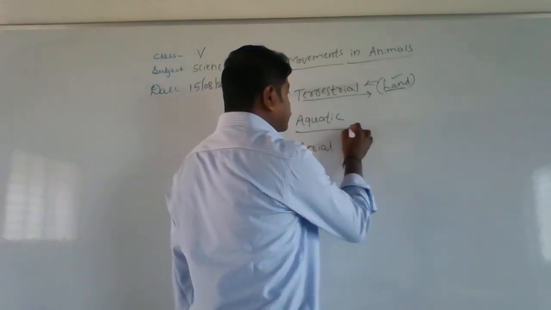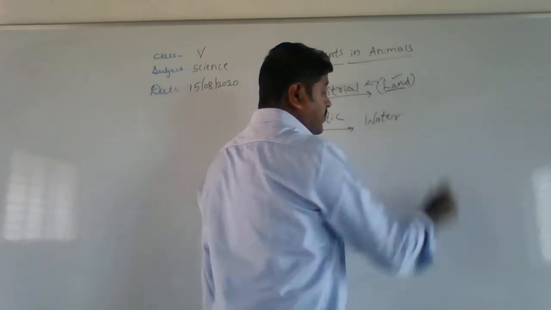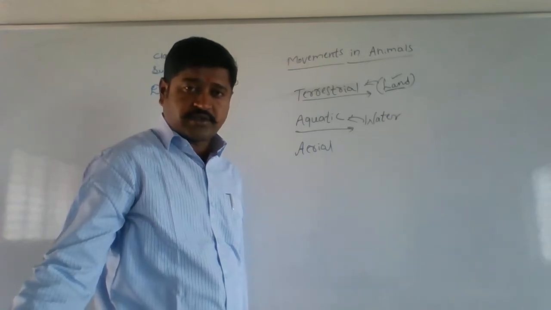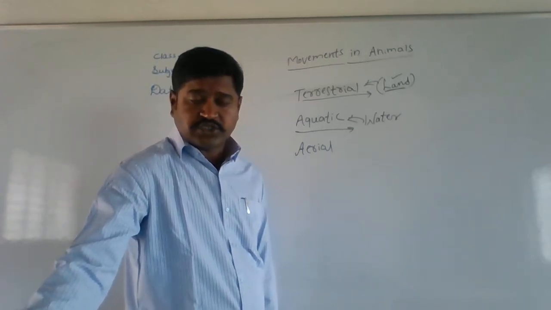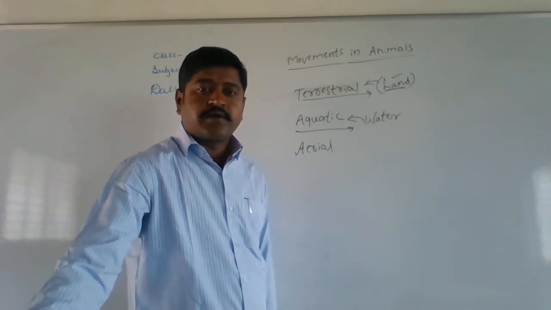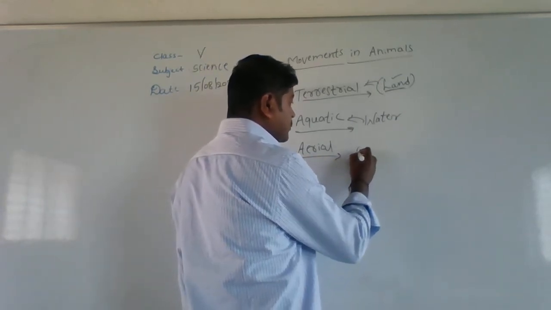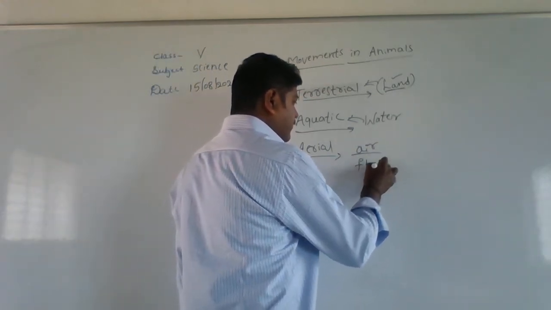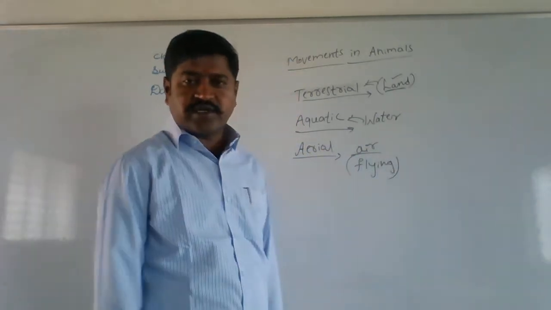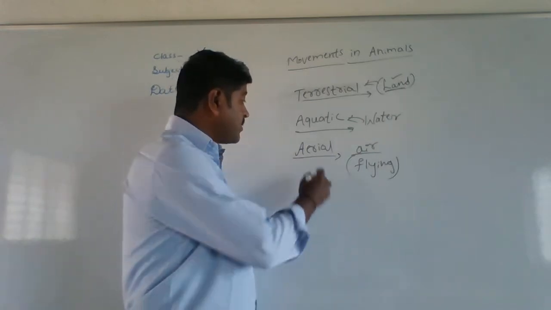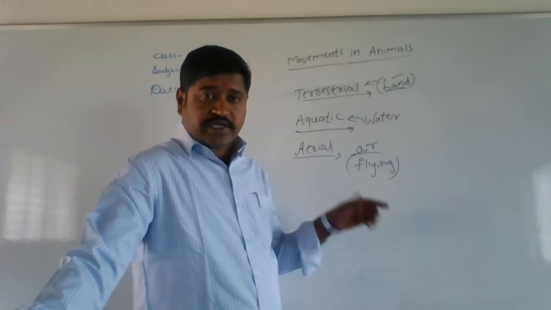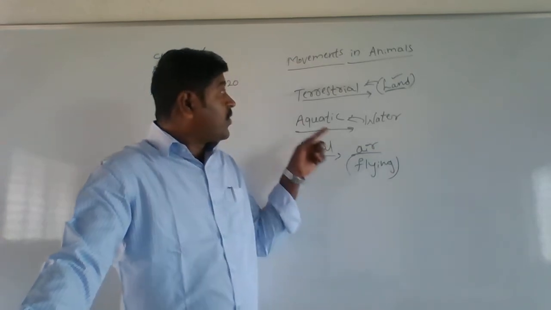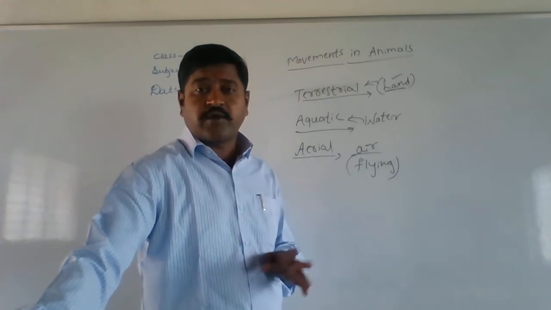Then what about aquatic animals? The animals which live in water are said to be aquatic animals. So terrestrial animals and aquatic animals, is that clear? Now, aerial animals. These animals are always in the air. How are they always in the air? It is because of flying. They keep flying. That is why they move in the air, so we call them aerial animals. Is this clear? So terrestrial animals, aquatic animals and then aerial animals. You understood what they are. Now we'll see them one by one.